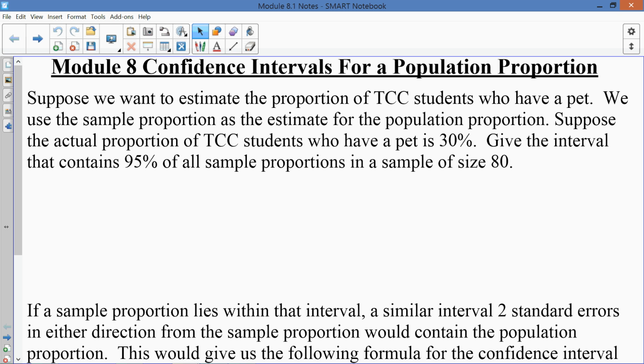So we're going to work towards finding a confidence interval for a population proportion. We did a little bit about that in Module 7, but in this module we're going to talk about what happens when we don't know the population proportion.